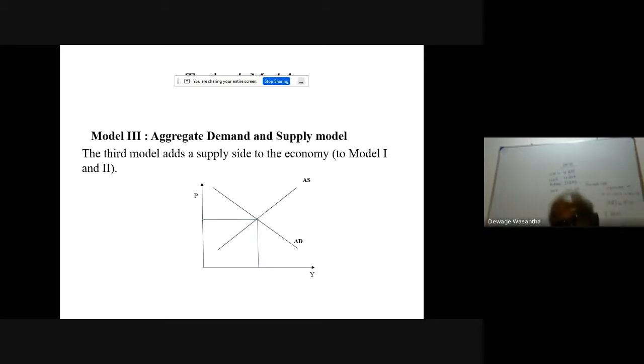Monetary policies are determined by the central bank. Fiscal policies are determined by the Treasury, the Ministry of Finance. What are fiscal policy instruments? Taxes, government expenditure, government revenue, financing of the budget deficit, sources of the borrowings. Those are the fiscal policy instruments.